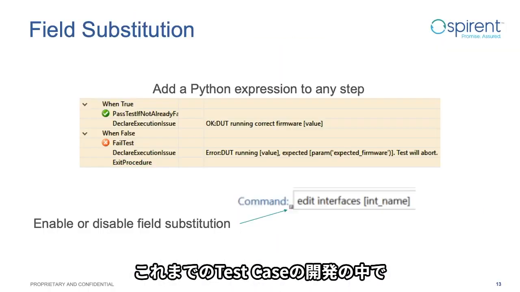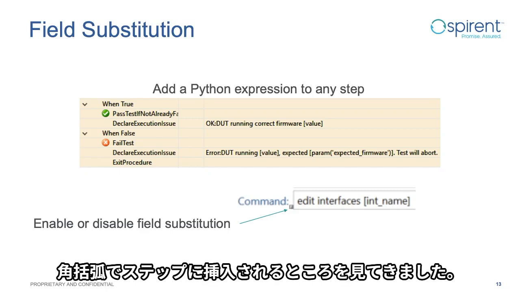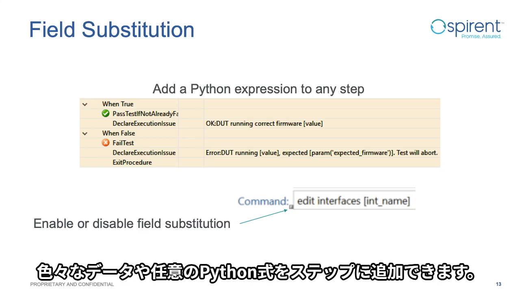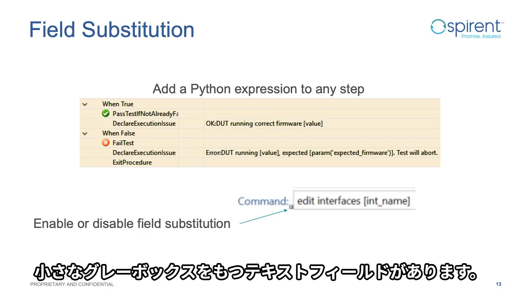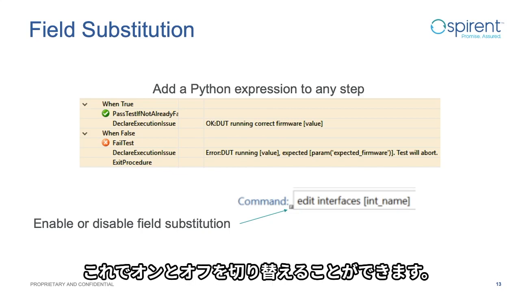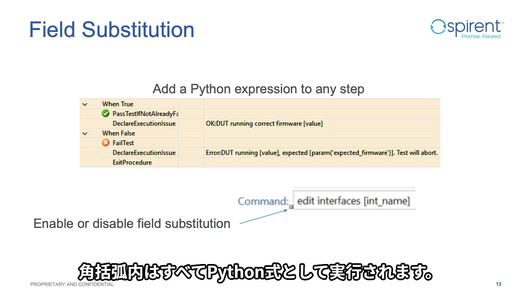We've seen in our test case development that parameters, TBML commands, and variables are sometimes inserted into steps using square brackets. This is called field substitution. Field substitution allows these types of data, or in fact any Python expression, to be added to any step that supports it. Throughout iTest, some text fields include a small gray box. If field substitution is enabled, a small f will show in the box. This can be toggled on and off. When field substitution is enabled, anything in square brackets will be executed as a Python expression.